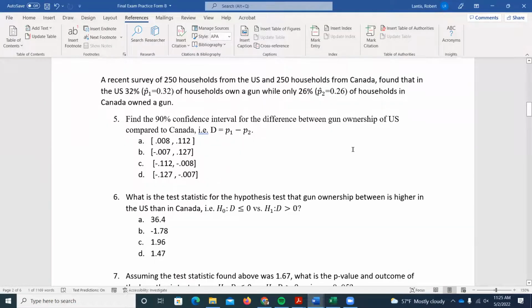Scroll down here. We've got these proportions, and we're going to be looking for the difference in two sample proportions, US and Canadian gun ownership, saying US here is group 1, Canada is group 2, right? And we want to build a 90% confidence interval for the difference between US and Canadian gun ownership. So we're going to take US minus Canadian. US is group 1, Canada is group 2. Same sample size from both countries, so that makes it nice and easy.